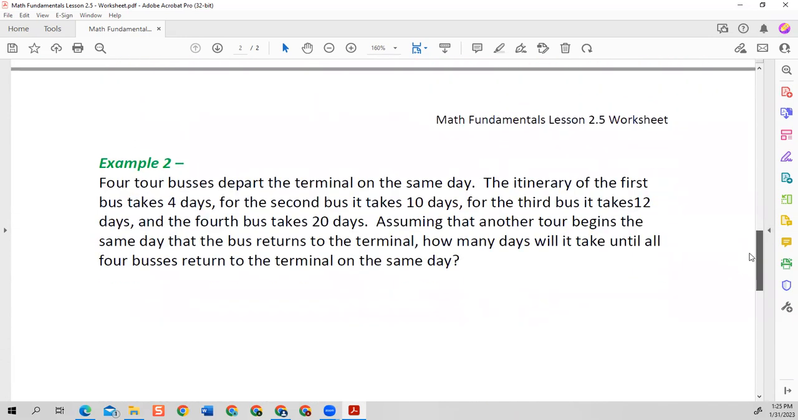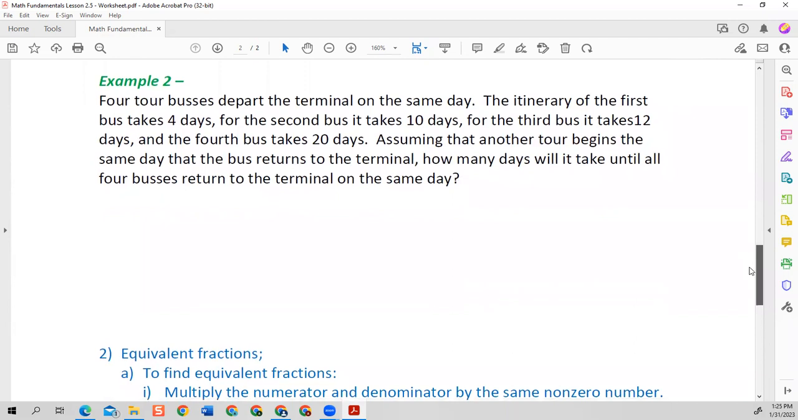All right, so let's do example 2. It says 4 tour buses depart the terminal on the same day. The itinerary of the first bus takes 4 days. The second bus takes 10 days. The third bus takes 12 days. The fourth bus takes 20 days. We're going to assume that another tour begins the same day that the bus returns to the terminal. How many days will it take until all 4 buses return to the terminal on the same day?